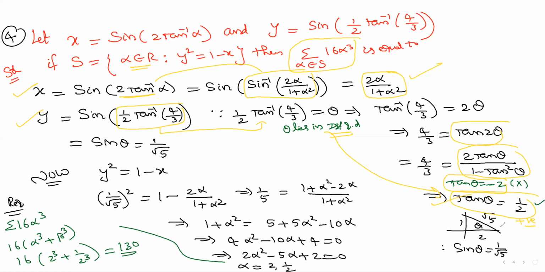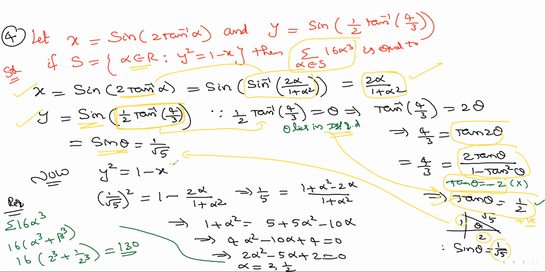So tan theta is 1 by 2, which means opposite side by adjacent side, and hypotenuse is root 5. Here from this triangle, sin theta value is 1 by root 5. Why? Because theta is already assumed as half tan inverse of 4 by 3. So sin theta value, from this triangle, we have got 1 by root 5.